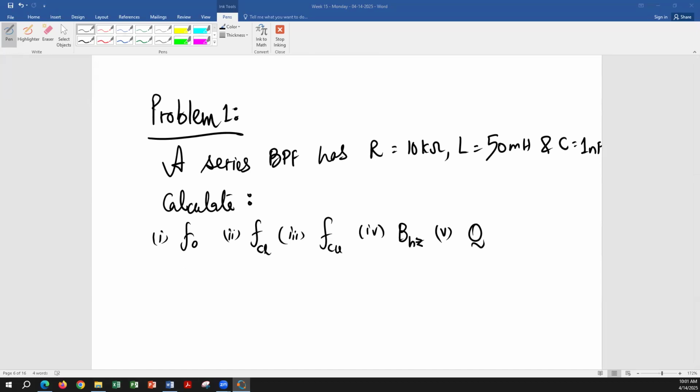So again, we have to use formulas and then calculate all these things, and then we're going to draw the response of the filter and check the bandwidth, the lower and upper cutoff frequency of the filter, and all those things. So R is 10 kilo ohm, L is 50 millihenry, and C is 1 nanofarad.